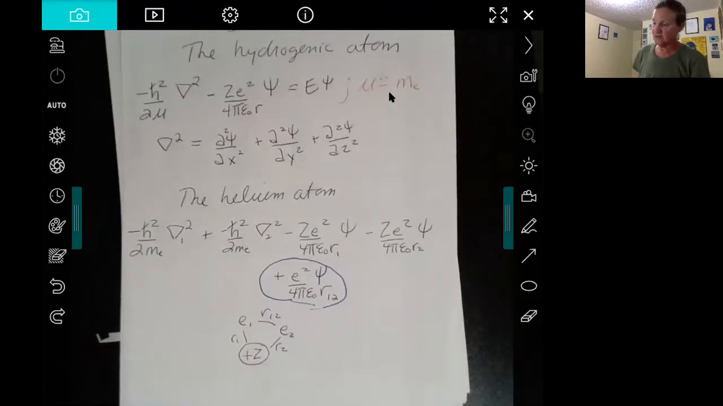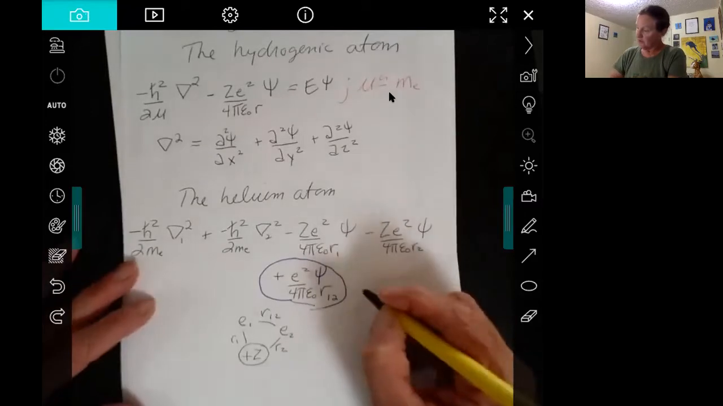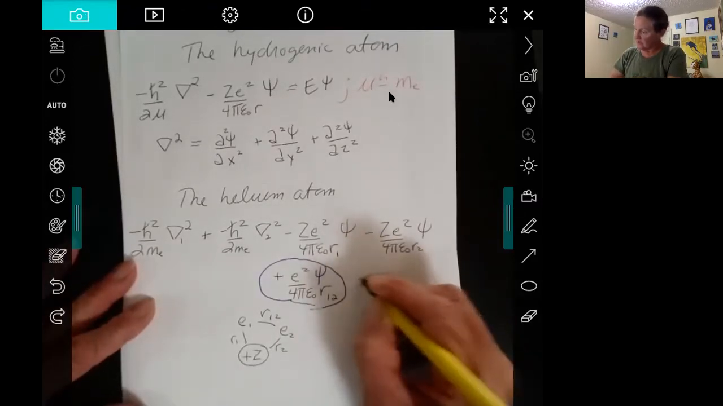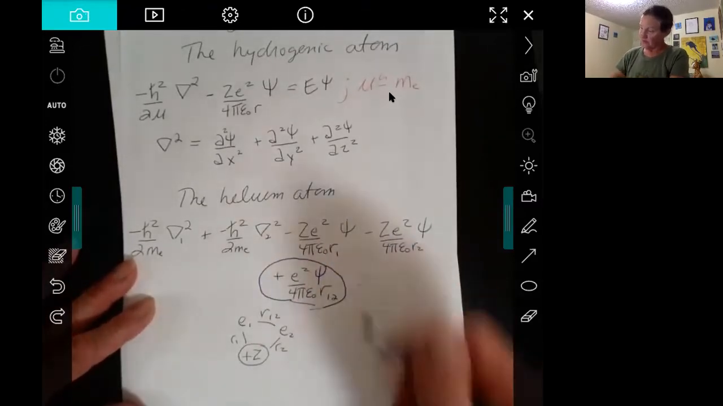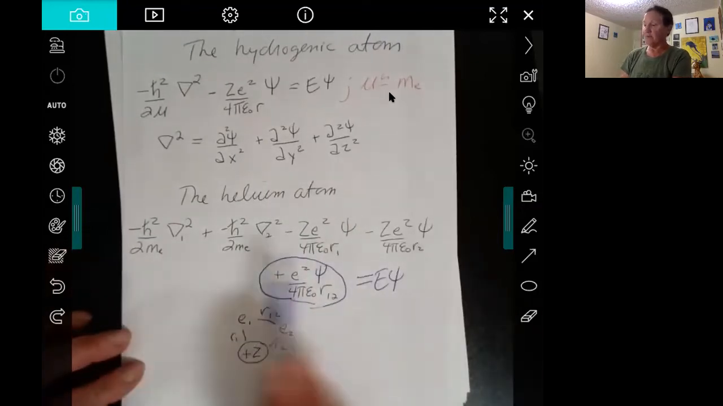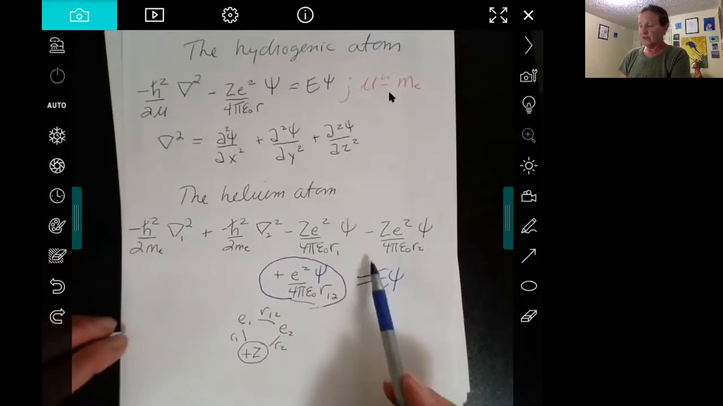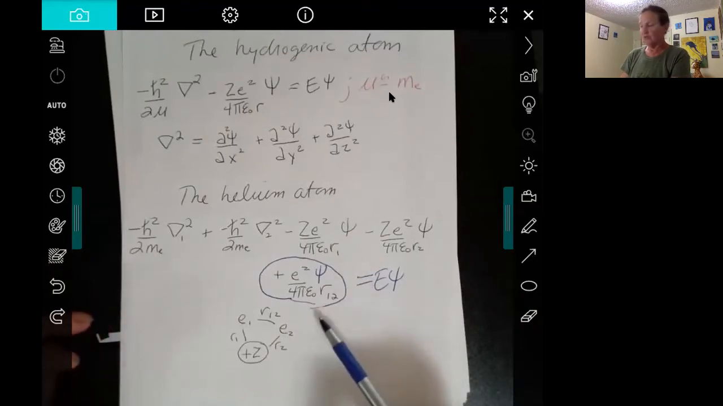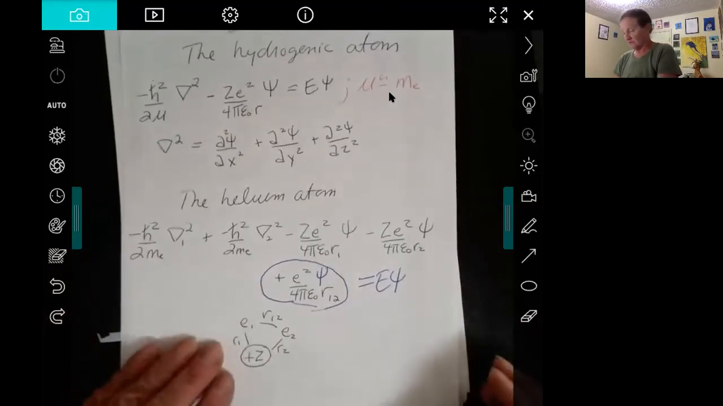And so long story short, you can no longer split this Hamiltonian Schrodinger equation, which is the Hamiltonian operating on the wave function. You no longer can split that and make it into ordinary differential equations. So what you have is a partial differential equation that's a function of more than one variable, and it's impossible to solve that.